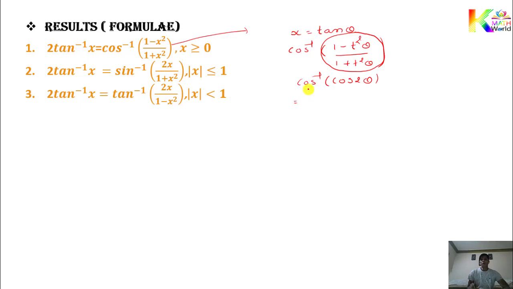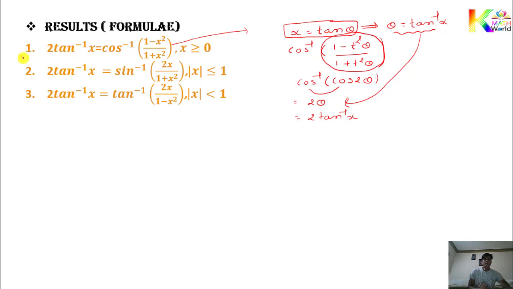Now both are inverses of each other, so what should be the answer? 2 theta. Now what did you assume earlier? You assumed x equals tan theta. So from this we can write theta equals tan inverse x, converting to the inverse function. We can replace that value here. So what do we get? 2 into theta, that is 2 tan inverse x. That is your left hand side.